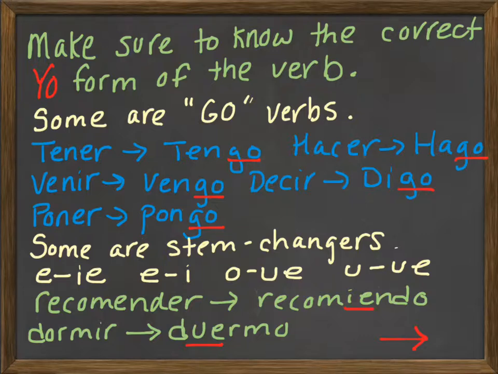So for example, recomendar is an E to IE stem changer, and you get recomiendo as the yo form. Dormir is an O to UE stem changer, and you get duermo. These are the yo forms.